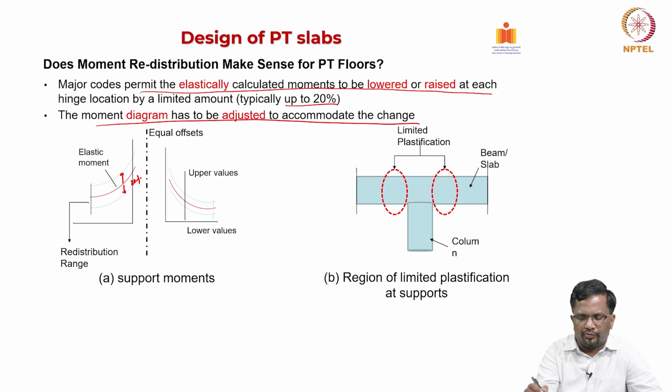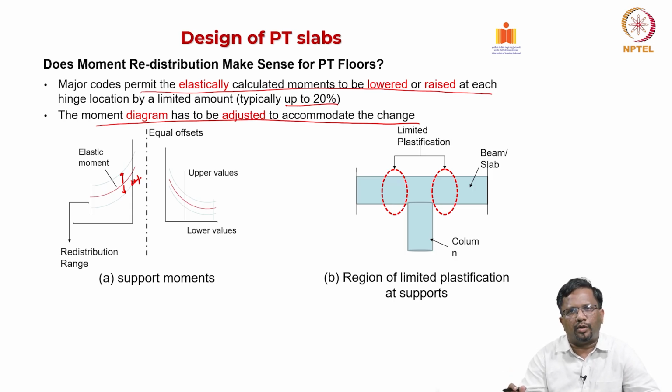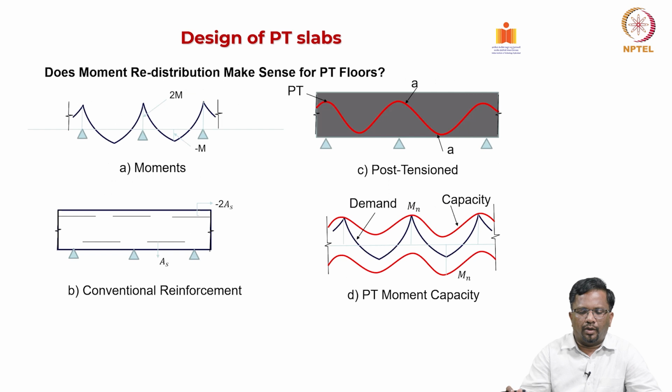So, this is an equal offset, right. When you offset that entire moment diagram accordingly, if I am reducing the negative moment, the positive moment value will go by the same magnitude, right. And these are the regions of limited classifications of the supports. So, you can see here at these continuous regions, beam slab regions, though you design it, I think we need to make sure that it is going to form the plastic hinge in a proper way. Okay. So, there is again a moment redistribution is what we are saying.